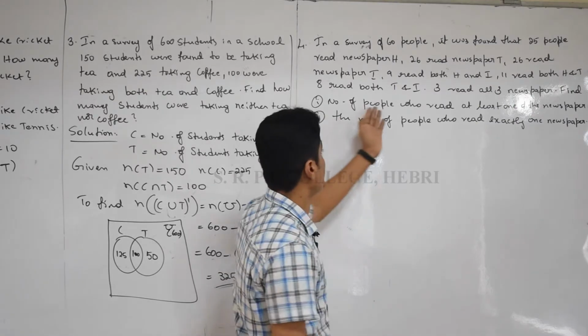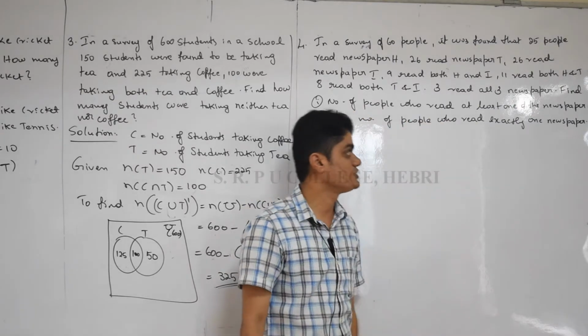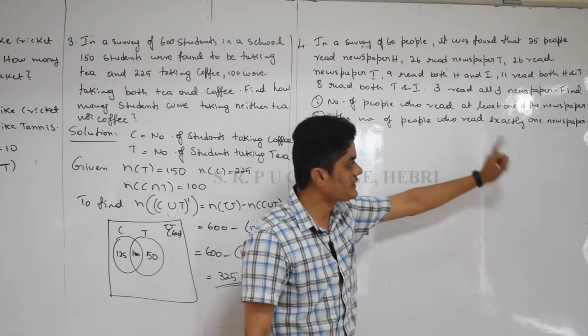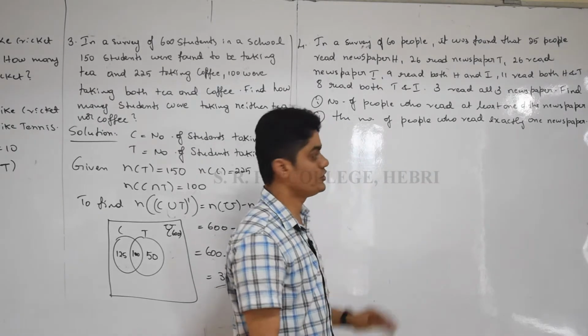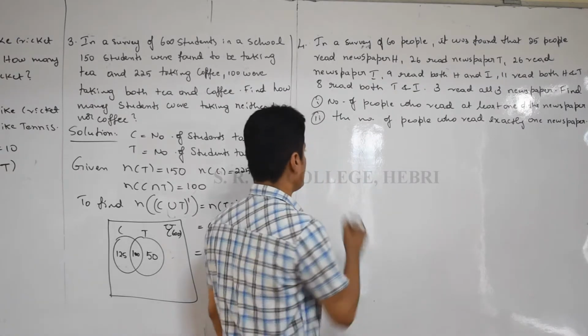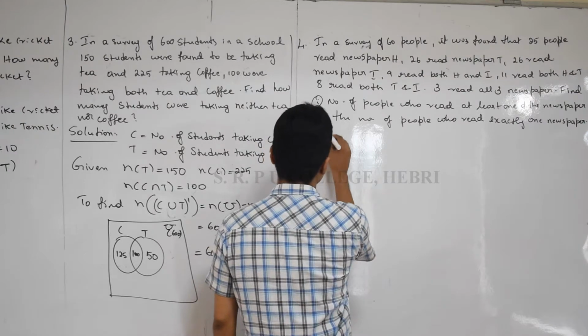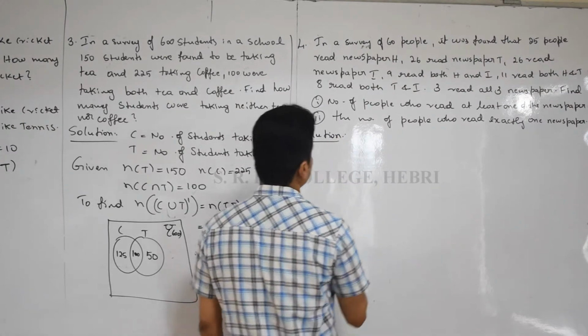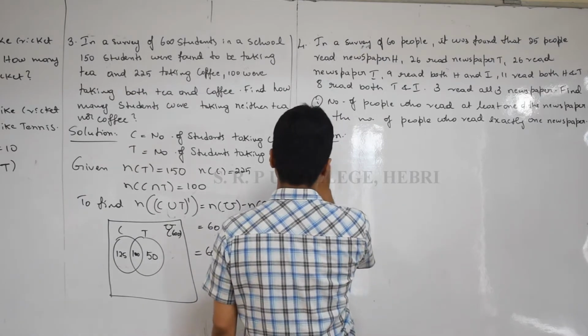Okay, first question: the number of people who read at least one of the newspapers, that is the union of the 3. Second: the number of people who read exactly one newspaper. So I will show you how to answer this. Here the writing work is a little more compared to the previous 3 problems because there are 3 sets, so we have to write everything. Don't simply write the answer. Here they have mentioned H, T, I, so take them like that only.